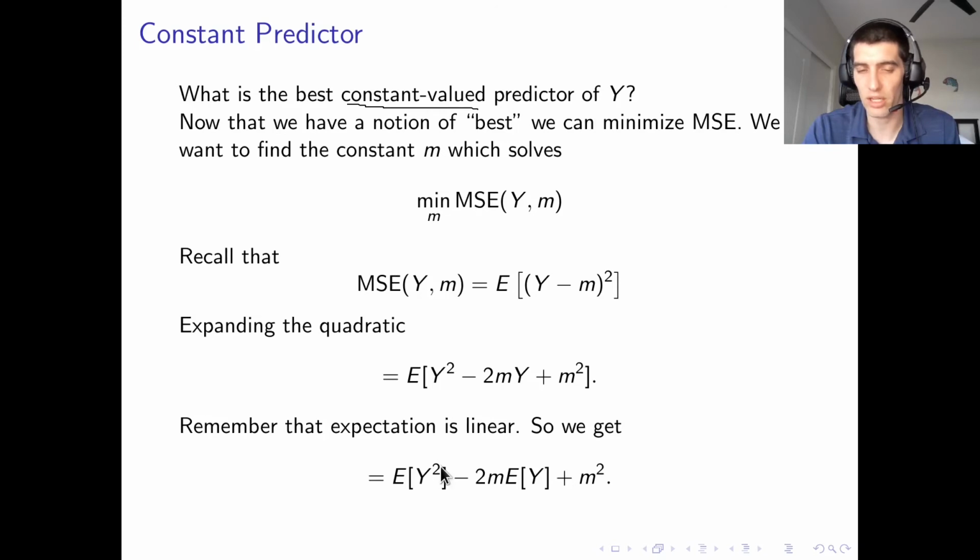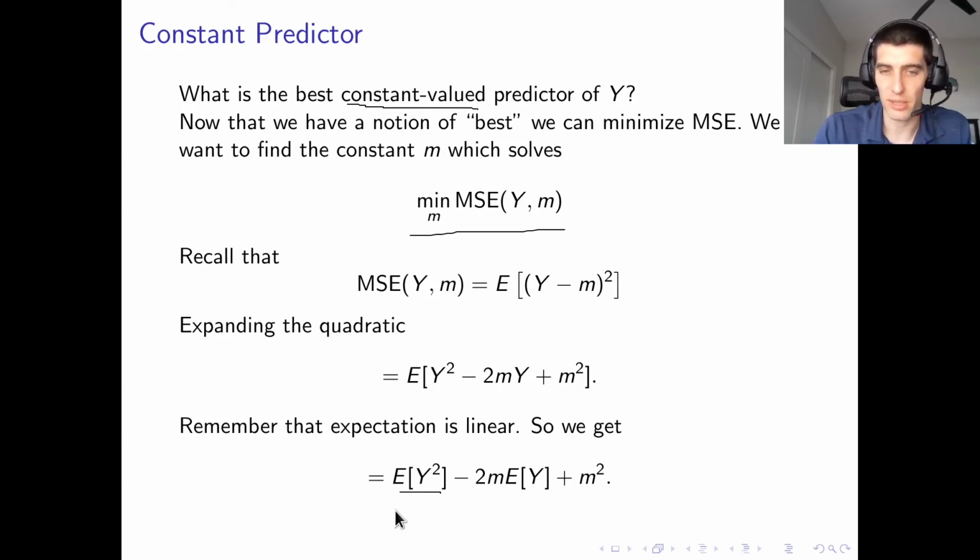We can't pull out the square or anything crazy, because that's not how expectation works, right? You can't pull the square out of the expectation. You can just pull constants out and distribute across the sum. So this is a simplification. Minimizing this expression is the same as minimizing the expression down here at the bottom, because we've just simplified.